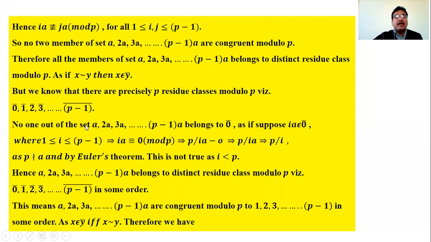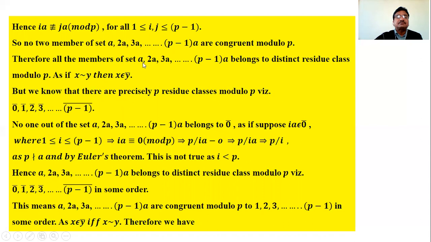Meaning, suppose A belongs to 1 bar, then no member out of the remaining belongs to 1 bar. So if A belongs to 1 bar, then no member other than A belongs to 1 bar. Then 2A, suppose 2A belongs to 4 bar, then no member other than 2A belongs to 4 bar. That is, no one out of these members belongs to the 0 bar.